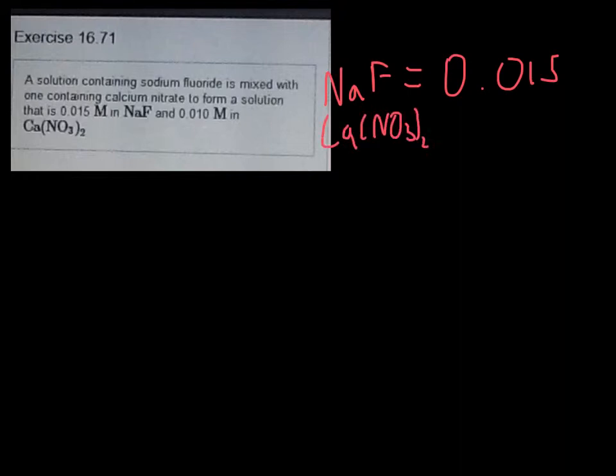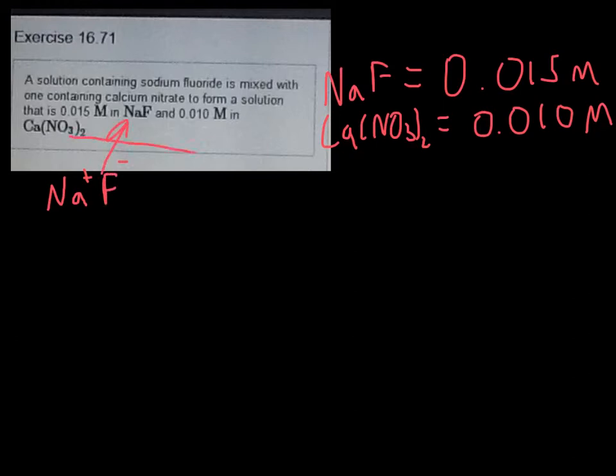And the Ca(NO3)2 solution is only 0.010 molarity. Now, why I write that may seem a little confusing to you right now, but I'll tell you why it's helpful in a little bit. So, start the problem out. You have to do a little bit of Chem 1 with the ions and the charge. So we have Na+ and F- for this one right here, and for this one over here we have Ca2+ and NO3 would be minus 1.